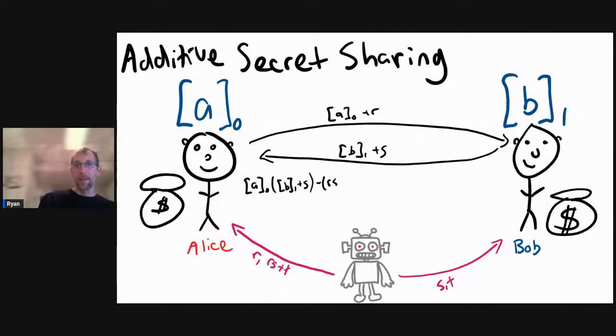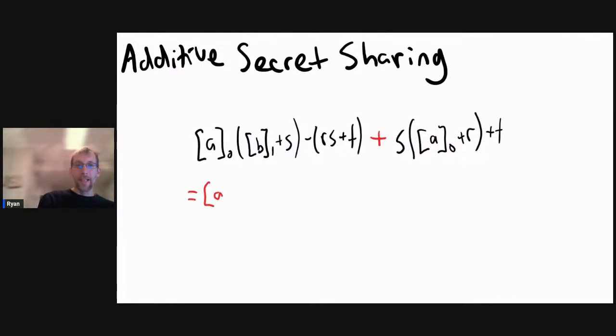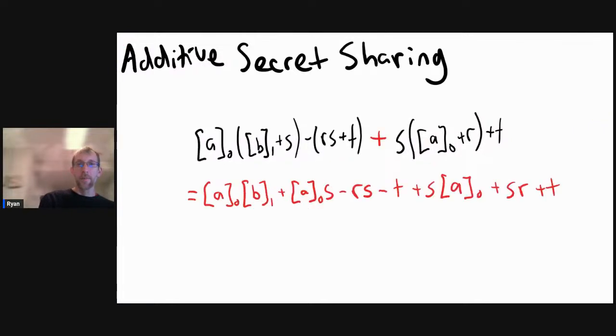Then they do exactly what they were doing before. Alice sends A0 plus R, and Bob sends B1 plus S. But the difference is that when they do the product that I said before, Alice just subtracts off this R times S plus T that she learned from the server, and Bob adds the T that he learned from the server. And when you add this all together, we'll see that the extra term that we wanted to go away indeed cancels out, because we had an RS term, and now we have a minus RS term.